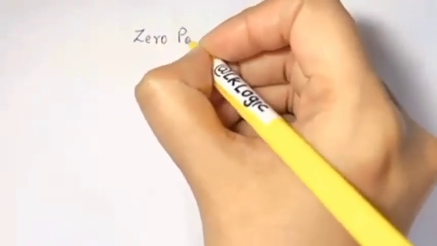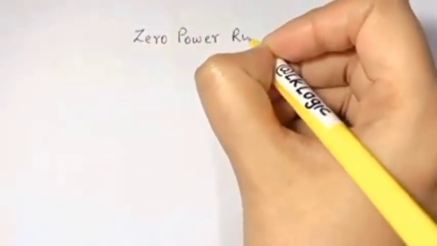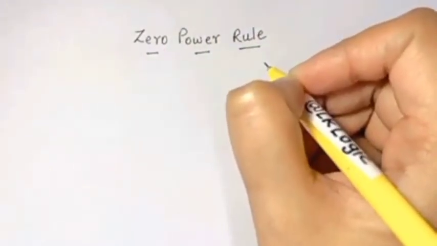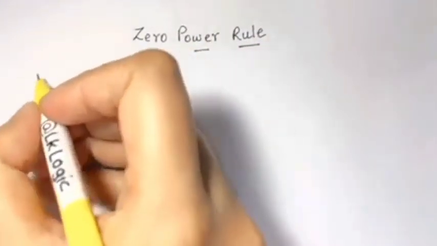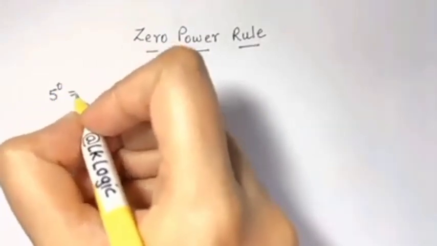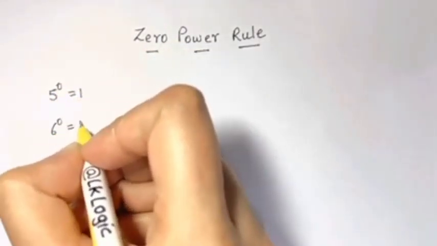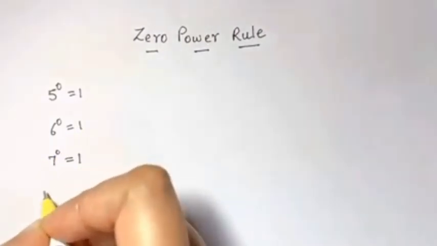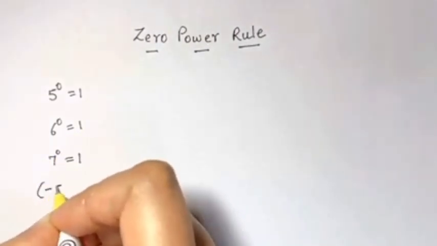You have seen this many times and everybody has learned this. Take any number and raise its power to 0, then you will get the answer as 1. Here, 5 to the power of 0 equals 1, like 6 to the power of 0 equals 1, 7 to the power of 0 equals 1. You know this. I have taken all positive numbers. They are all equal to 1.